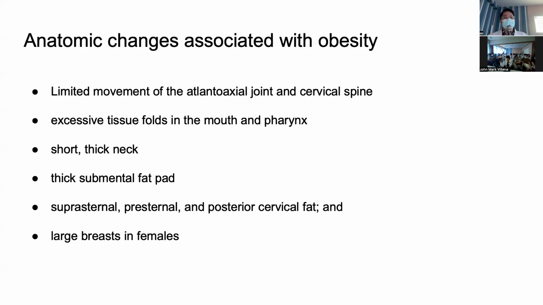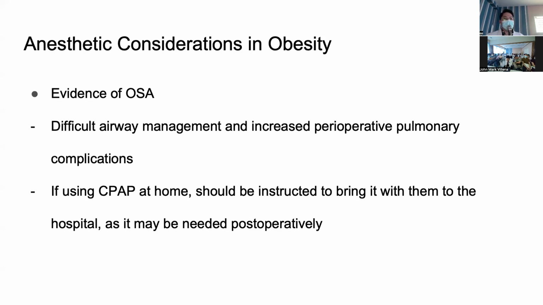Some anatomic changes in obese patients: they have limited movement of the atlantoaxial joint and cervical spine, excessive tissue folds in the mouth and pharynx, a short, thick neck, a thick submental fat pad, suprasternal and posterior cervical pads, and large breasts. These are evidence of obstructive sleep apnea, difficult airway management, and increased perioperative pulmonary complications.